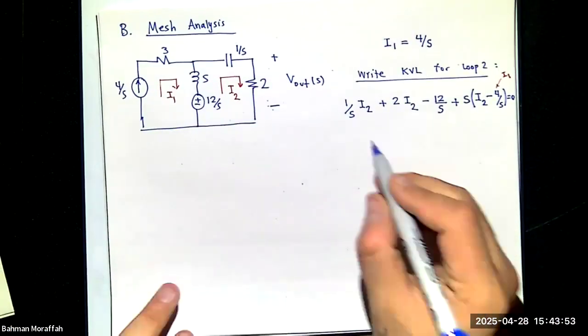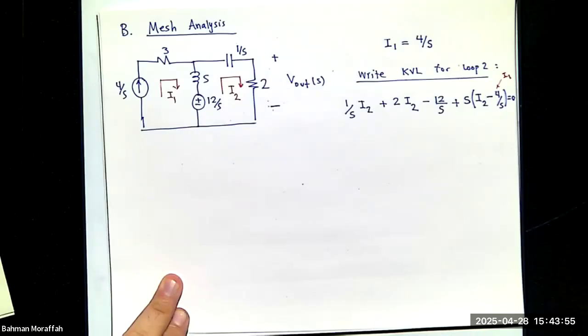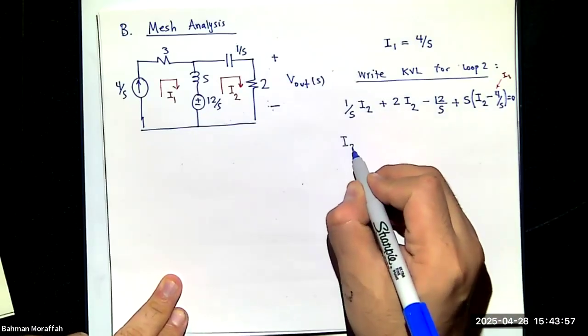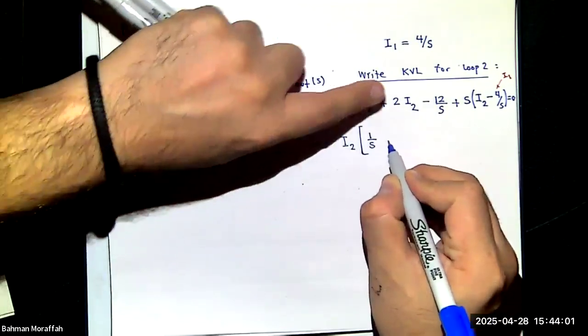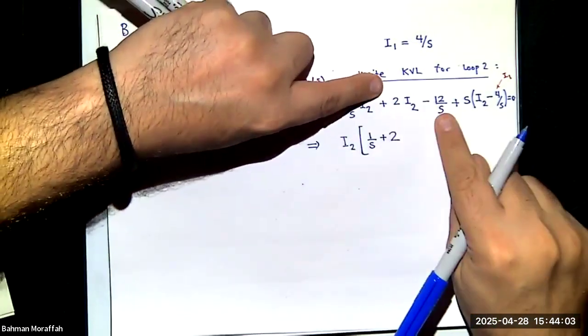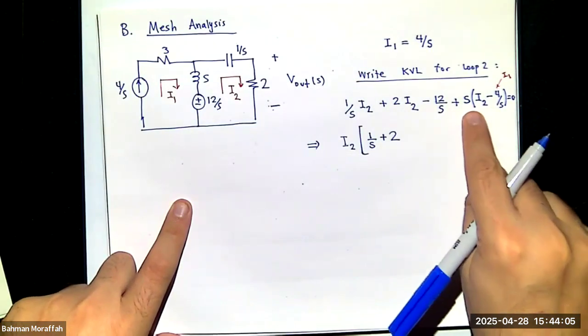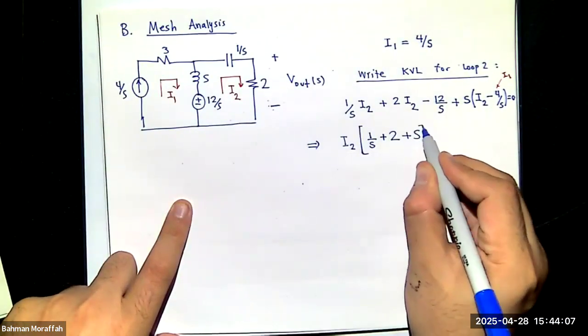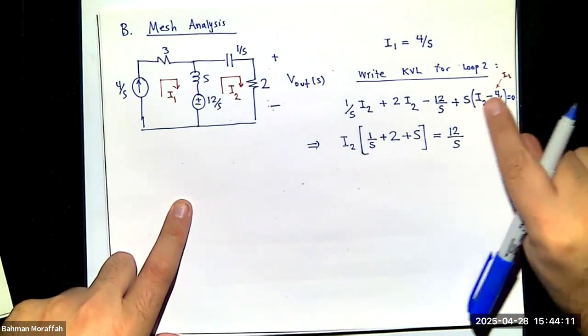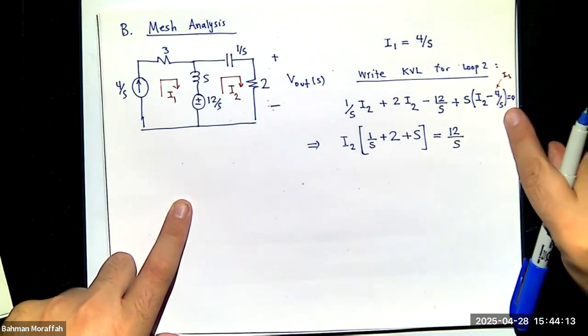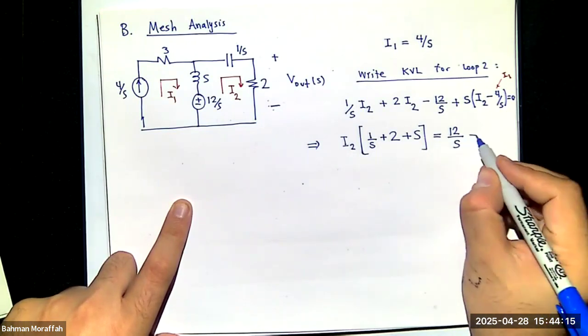So if I simplify it, let's just factor out I2. First term over here, I have 1 over S. This term I have 2. This is a constant, I'll take it to the other side. This one I have S. That equals 12 over S. I have S times negative 4 over S, so it's negative 4. I'll take it to the other side. It's simple.